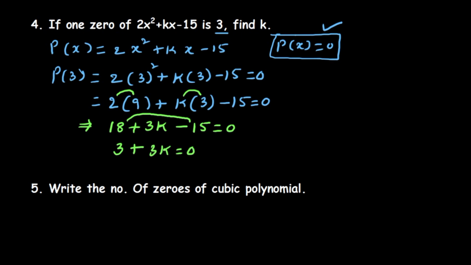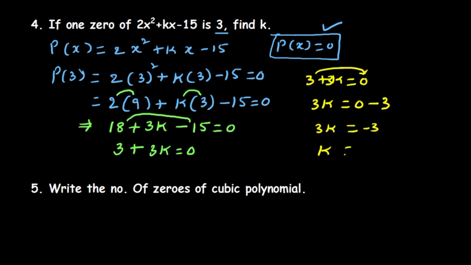So how to solve this equation? Here I am taking 3 plus 3k equal to 0, right? So transposing, we will get 3k equal to 0 minus 3, right? Plus 3 becomes minus 3. So 3k equal to minus 3. So what is the k value? k equal to minus 3 divided by 3. Then k equal to minus 1. Okay, so what is the value of k? That is minus 1.